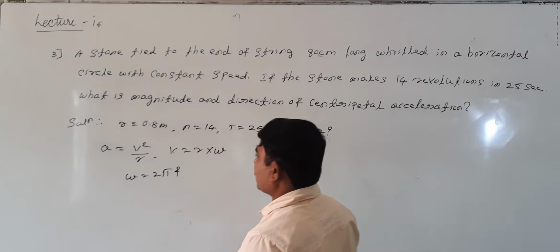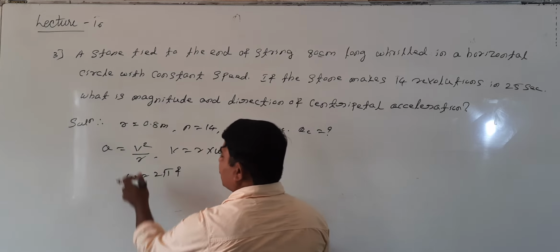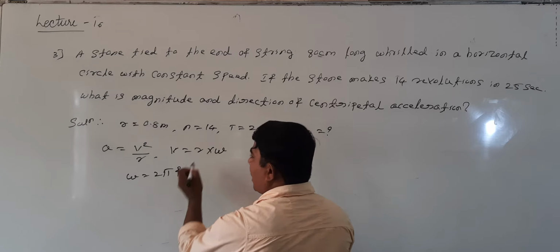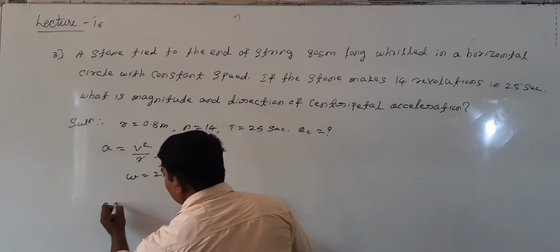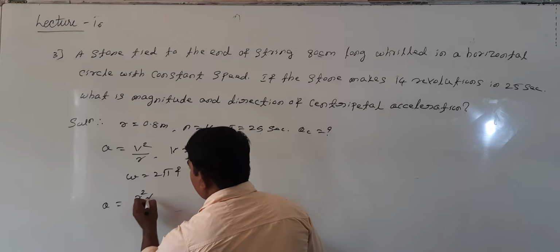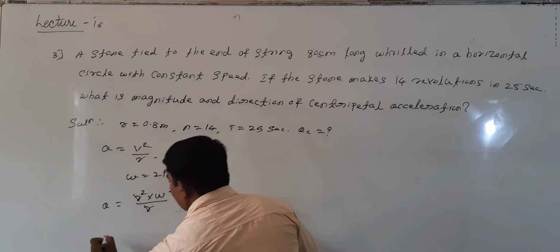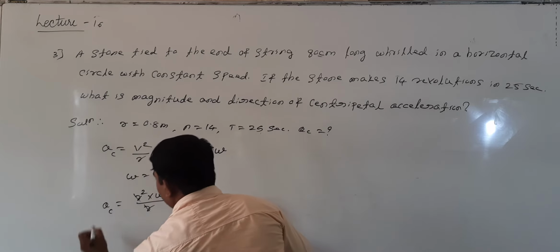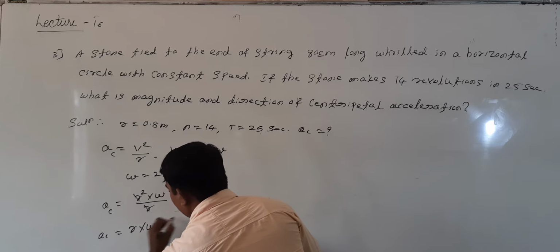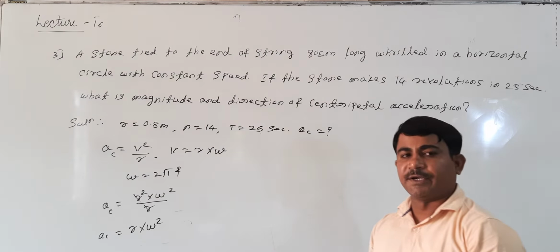Then what about this equation? Shall I modify this equation directly here? A is equal to V square divided by R. But what about V? R into omega. Then directly A is equal to R square into omega square divided by R. One R gets cancelled. What is centripetal acceleration? Centripetal acceleration is equal to R into omega square.